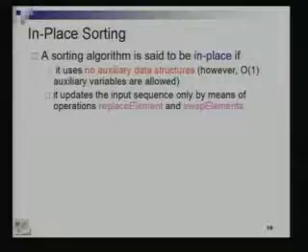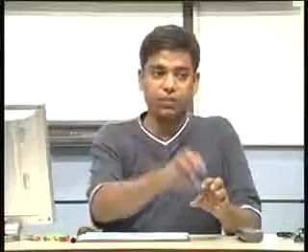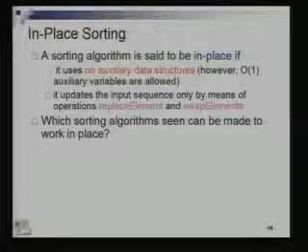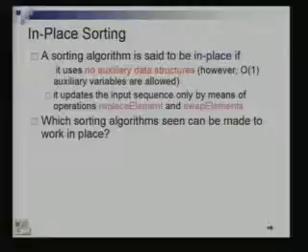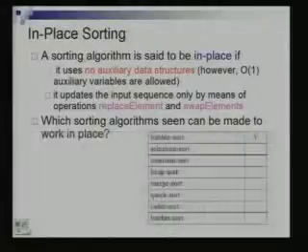A sorting algorithm is said to be in place if it uses no auxiliary data structures. It could use a constant amount of additional space, however. And it updates the input sequence only by means of the operations replace element and swap. So you have a bunch of numbers, it replaces one of them by some other, or it just swaps two numbers. That's when we call the algorithm to be in place. So let's see which algorithms we have seen can be made to work in place.